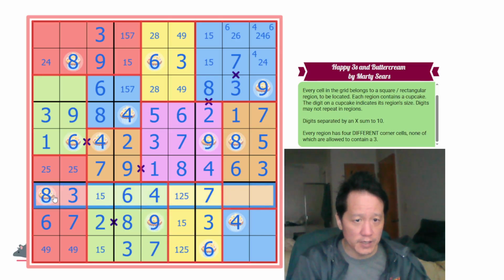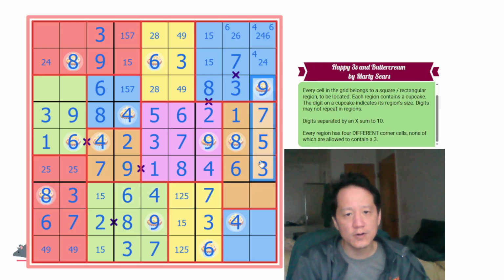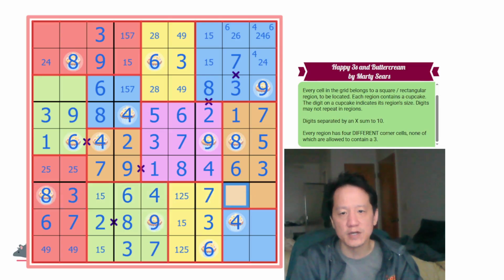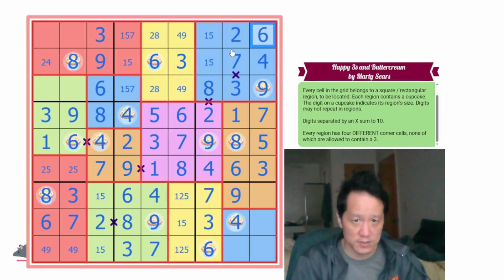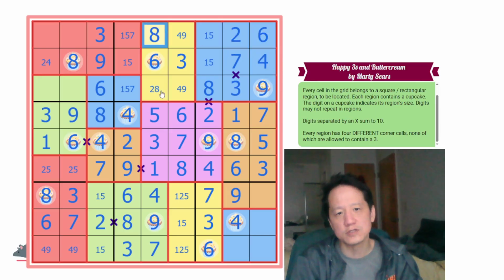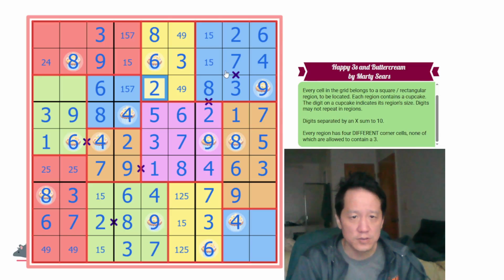Where's the 9 in row 7? Cannot be here. Can't be any of the other places because we can't have a 9 in any of those. So this must be a 9. This can't be 6, so this has to be 2, which makes that a 4, which makes that a 6. This 2 means this can't be 2, so this is 8, which makes that a 2.